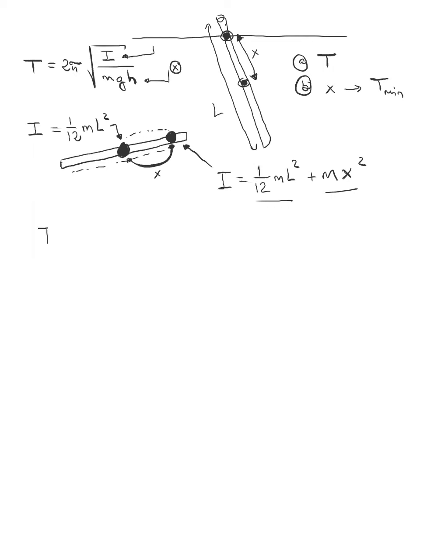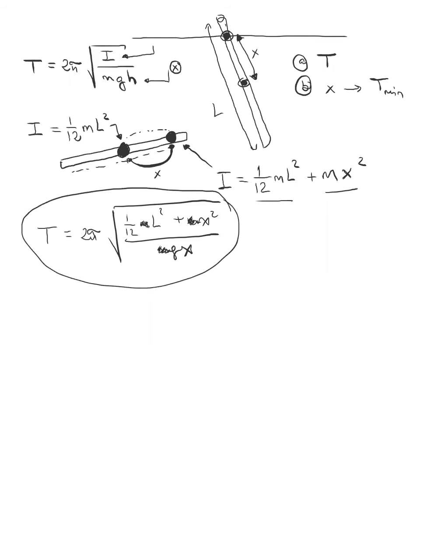Let's plug both of them into my formula for the period. I will have 2 pi times the square root of 1/12 of ml squared plus mx squared, divided by mgx. You see that mass cancels out both from above and below. So my result apparently doesn't depend on mass. Okay, so this is how my period depends on x.